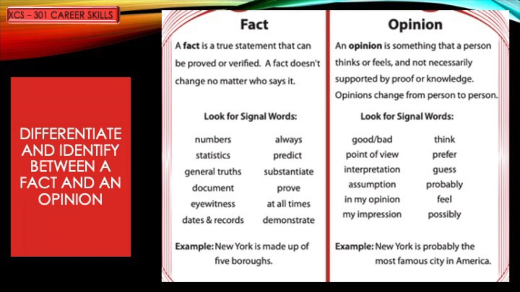So, if somebody says something is good or bad, if you can identify somebody's point of view, words like interpretation, assumption, in my opinion, my impression, I think so and so, I prefer this, I guess so, probably, feel, possibly, these are all indicative of an opinion following these words. For example, New York is probably the most famous city in America. Now, this statement is an opinion because it is subjective. It can vary from person to person.